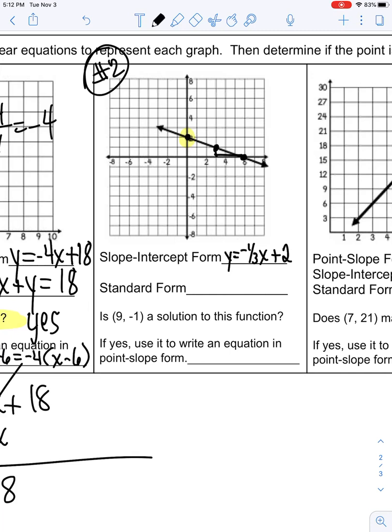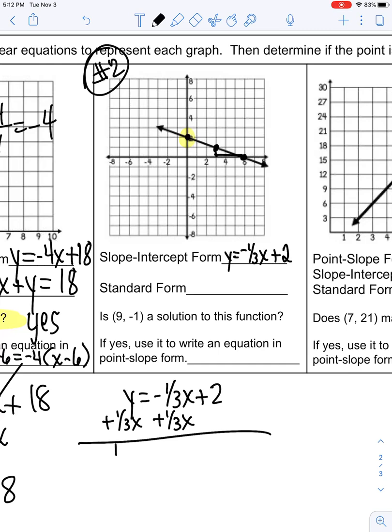So now, next we're going to write that in standard form. So here's what we do. We've got y equals negative 1/3 x plus 2. I'm going to add 1/3 x to both sides. So that gives me 1/3 x plus y equals 2.